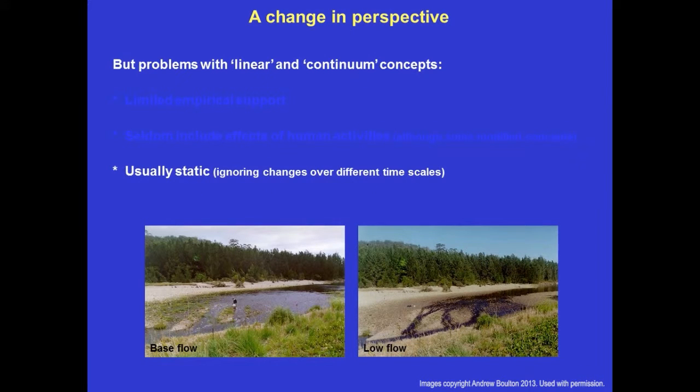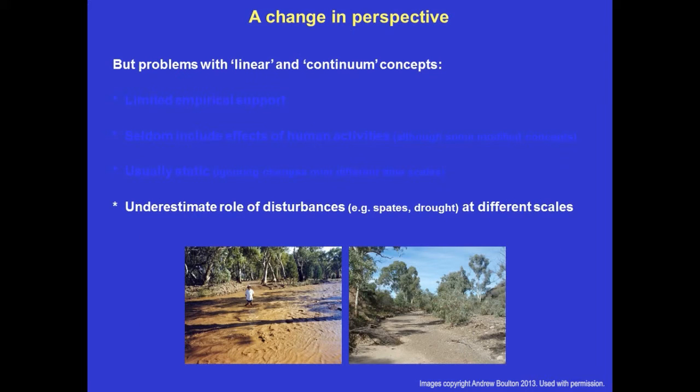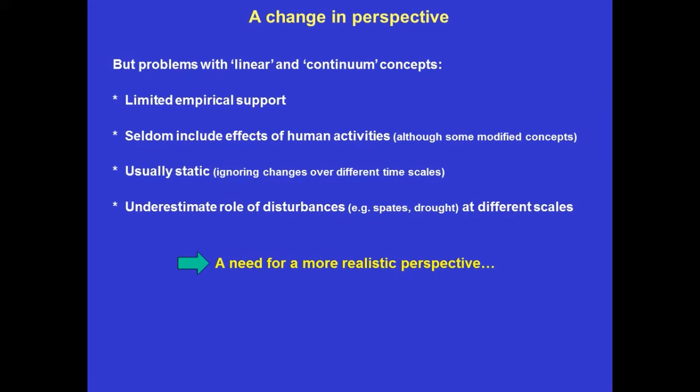But there have been a lot of problems with these linear and corridor concepts. And these problems started off first when people started trying to empirically test them and realised that there was very little data to support any or all of these particular ideas. Not a lot of these concepts included the role of human activities. A few modified the concepts to try and do so, but not very successfully. Many of them were quite static and ignored the big changes that take place over time. And an awful lot of them underestimated the role of disturbances. So they didn't really factor in the droughts or floods that typify so many river systems at different scales. And I think all of these together meant that by about the mid-90s, people were saying, look, we need a bit of a change in perspective and we need it to become more realistic.